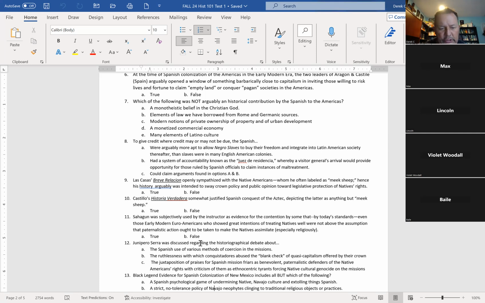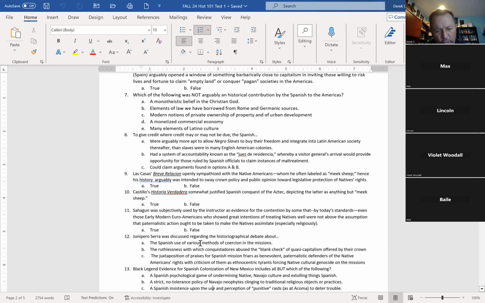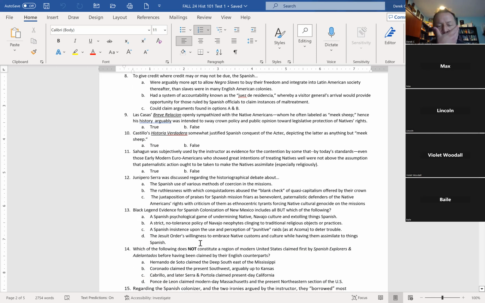And Sarah, you could easily use inference to get number 12, but take a look at C. The juxtaposition, right? The 2 things seemingly contradictory side by side. Praises for Spanish mission friars as benevolent, paternalistic defenders of the Native American rights, with criticism of them as ethnocentric tyrants, forcing cultural genocide upon the neophytes. That's the one that you're looking for, right? It's quite a juxtaposition. He was made a saint by the Catholic Church, but he's guilty of cultural genocide, according to the natives.